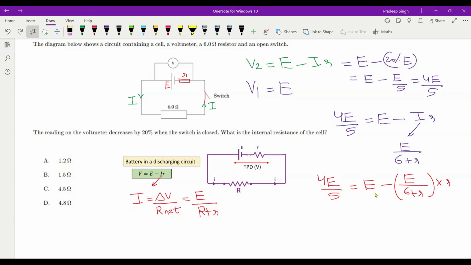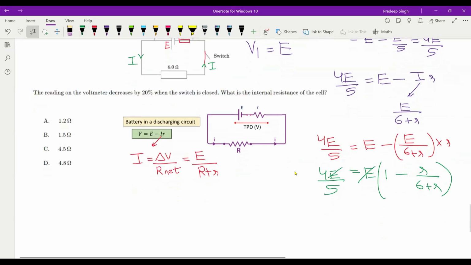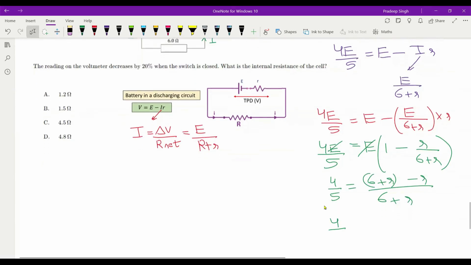So let's simplify this. Let's make E the common term on the right-hand side. So we'll get 1 minus r upon 6 plus r in the bracket. On the left-hand side, we have 4E by 5. E will get cancelled out from both sides. So we'll get 4 upon 5 equals, now in the bracket, if we take the LCM, we'll get 6 plus r in the denominator, and in the numerator, we'll get 6 plus r minus r. Let's simplify this further. 4 by 5 equals, in the numerator, we'll get a 6. In the denominator, we have 6 plus r.